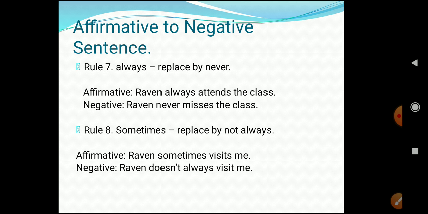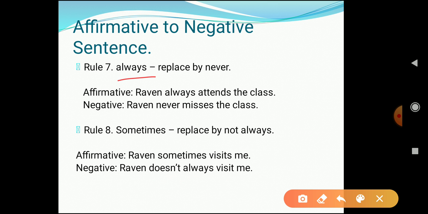Now let's see rule 7. What does rule 7 say? When in any sentence "always" is used, it has to be replaced by "never". It is just the opposite of the word always. Like, "Raven always attends the class" becomes "Raven never misses to attend the class." For this "always" we have used what? We have used "never".